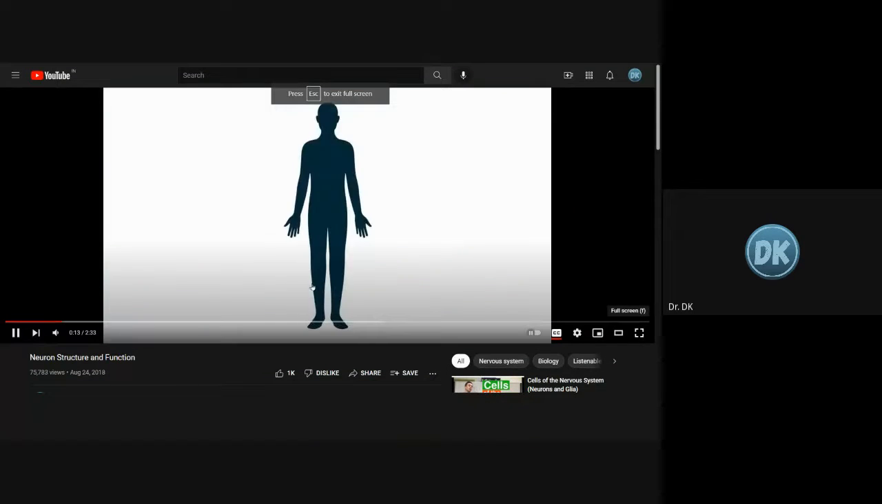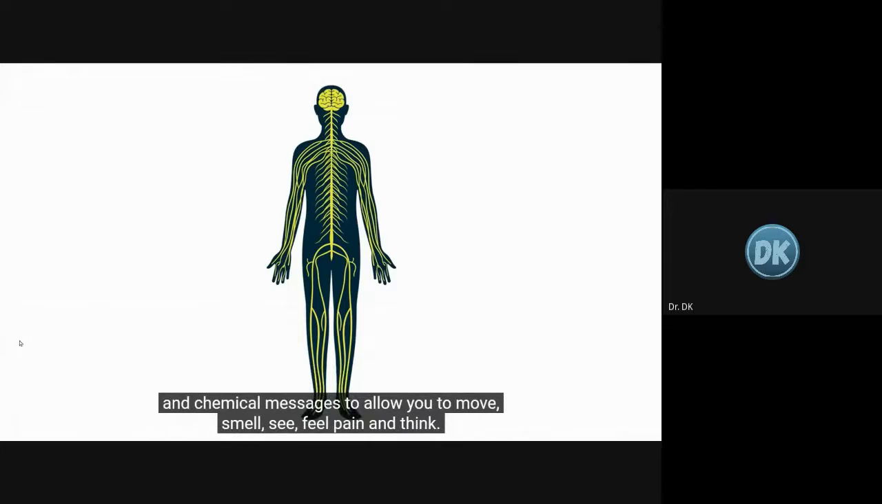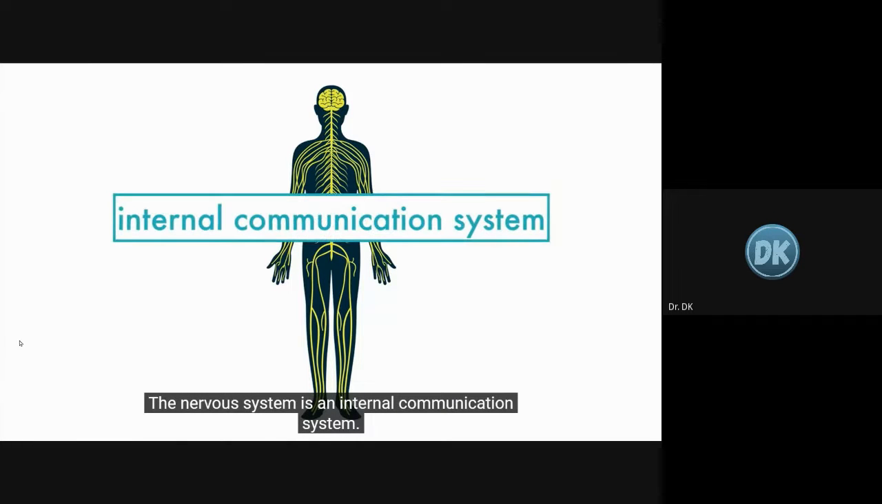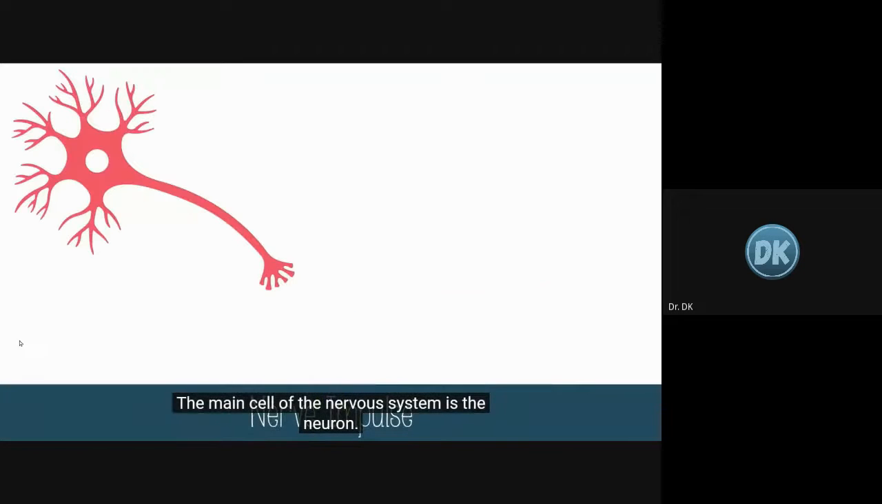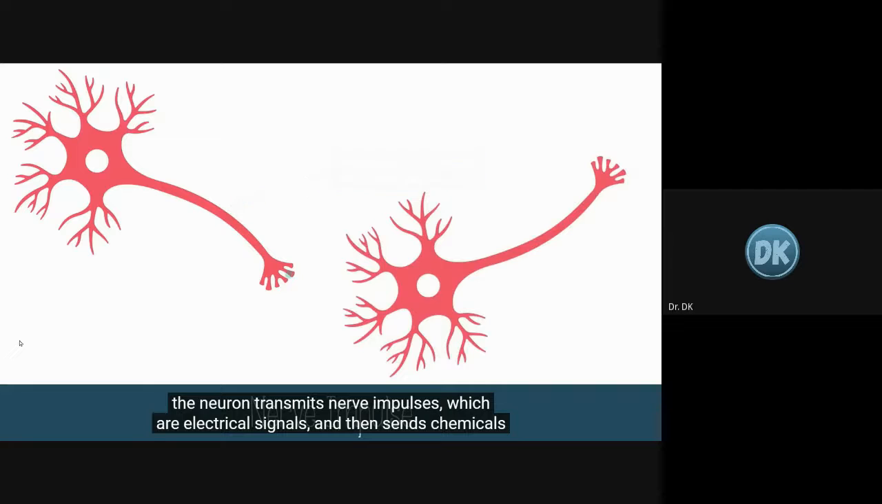Your body communicates with itself both electrically and chemically. Your nervous system, which includes your brain, spinal cord, and all of the nerves, will use electrical and chemical messages to allow you to move, smell, see, feel pain, and think. The nervous system is an internal communications system. The main cell of the nervous system is the neuron. The neuron transmits nerve impulses, which are electrical signals, and then it sends chemicals to the next neuron across a very small gap between them.